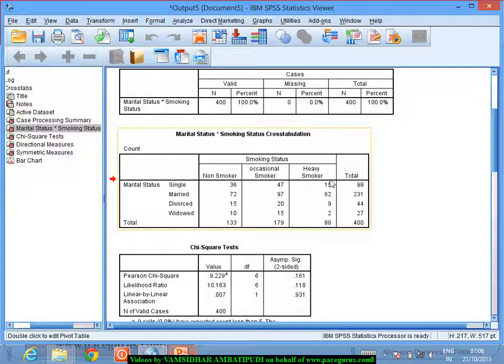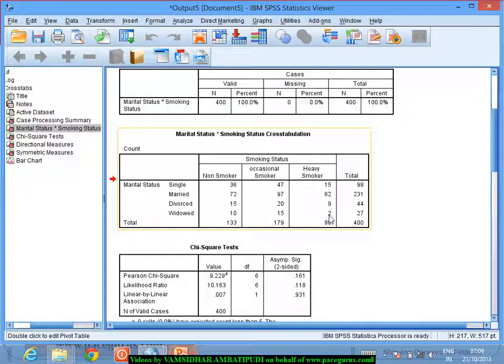To understand that, I need to go for a statistical test, which is what you see as part of the chi-square test, because from the cross tabulation alone, it is very difficult to say whether the differences that are occurring are significant.